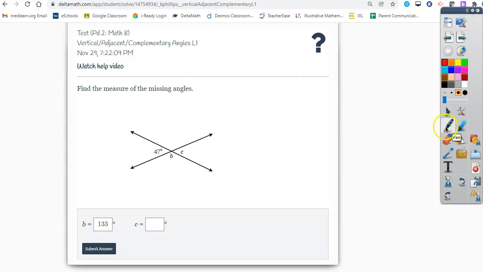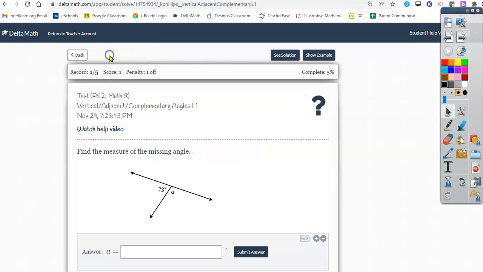Next, I'm going to move on to the vertical angle. Angle 47 and angle C are opposite of each other and they share a vertex. And vertical angles are equal. So therefore, if the given angle is 47, the missing angle will be 47.